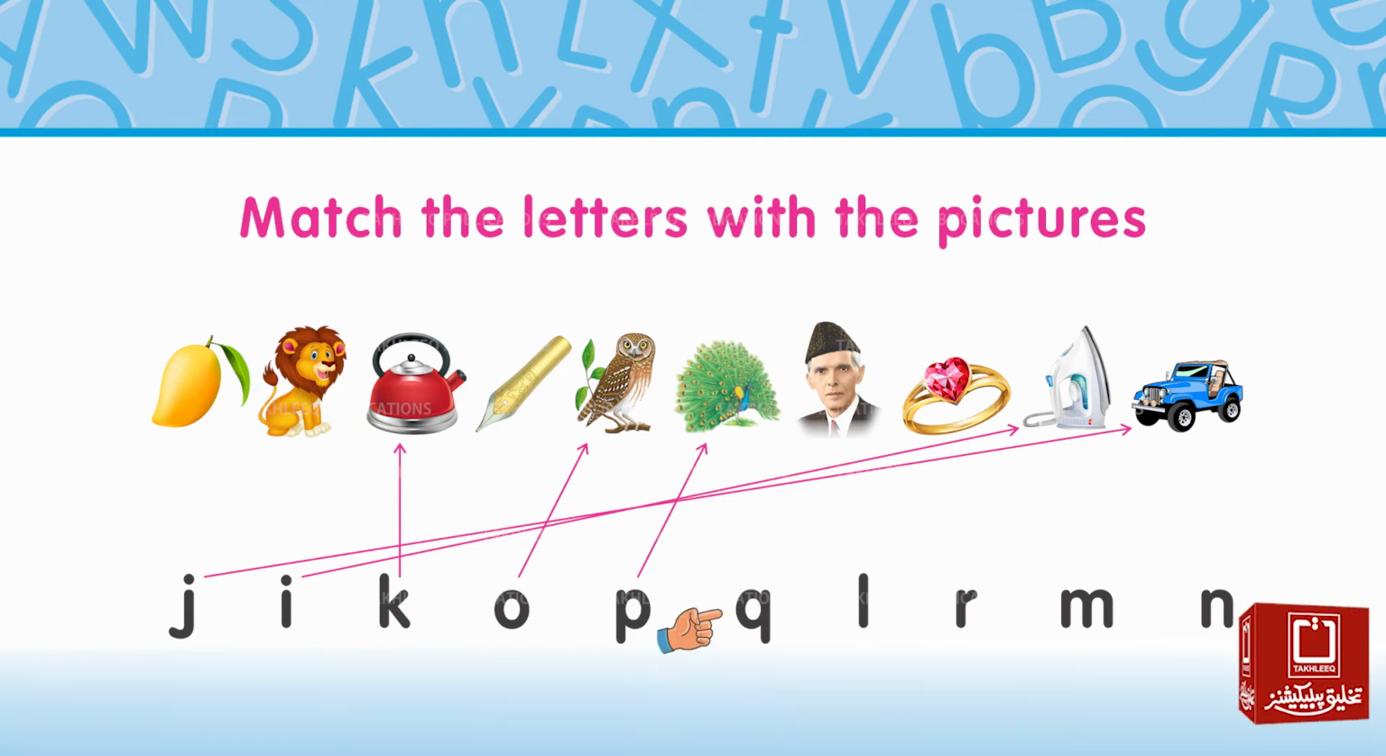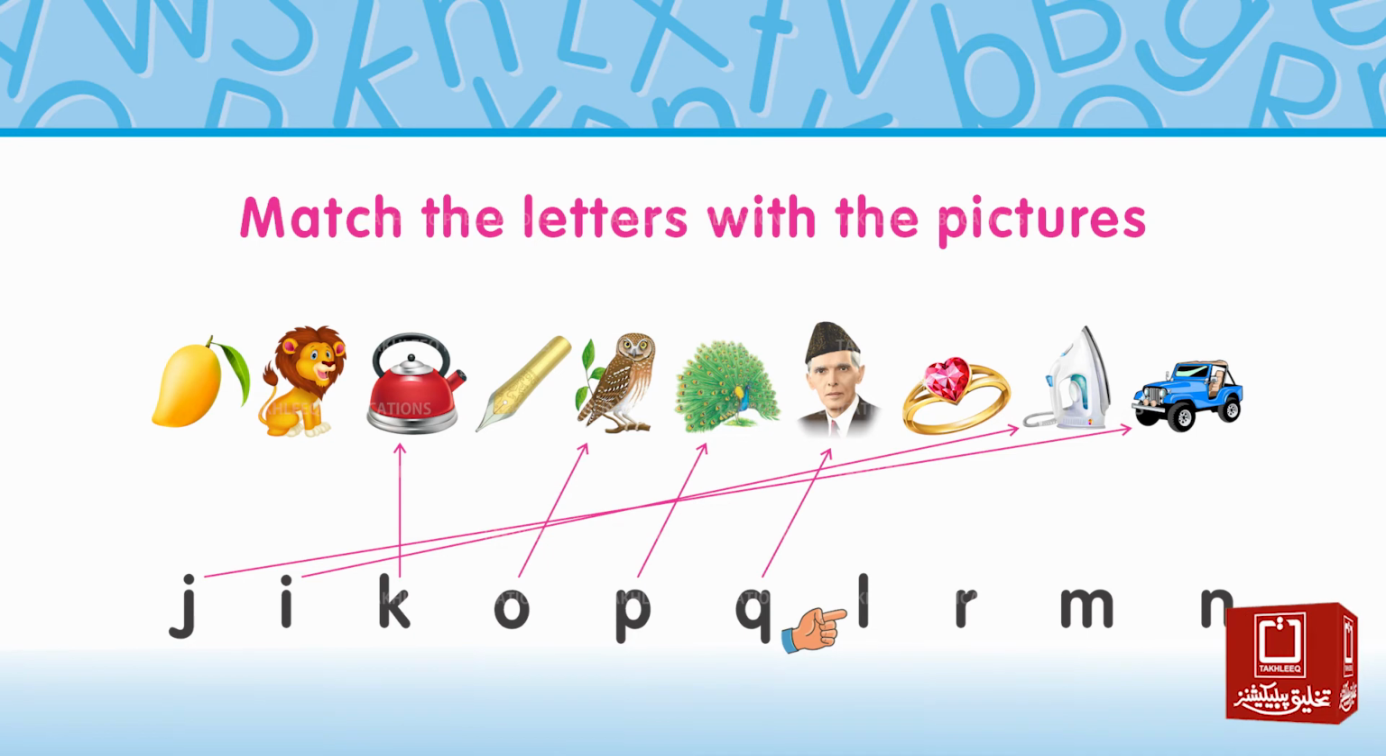Q stands for Qaida-e-Azam. Now we search the picture of Qaida-e-Azam. Mango, lion, cattle, nib, owl, peacock, Qaida-e-Azam. Yes, this is the picture of Qaida-e-Azam. So we match Q with the picture of Qaida-e-Azam.